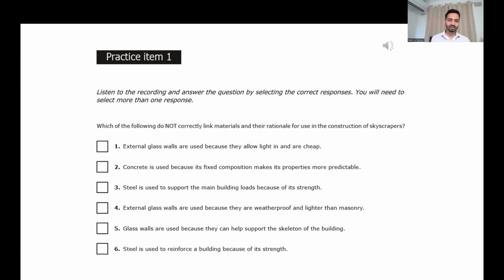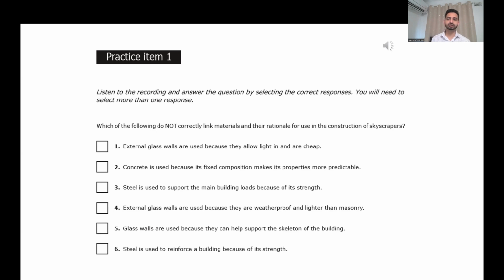Okay. Second one, concrete is used because its fixed composition makes its properties more predictable. Now the speaker mentioned concrete, but it talked about concrete being versatile. So versatile is something that can be changed. Here it says fixed and it cannot be changed. So that could be your answer, because it's a false statement.